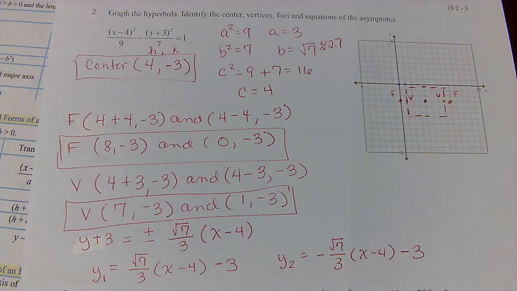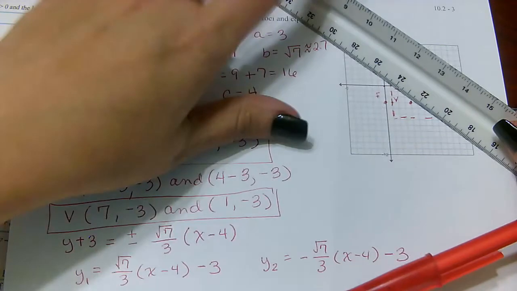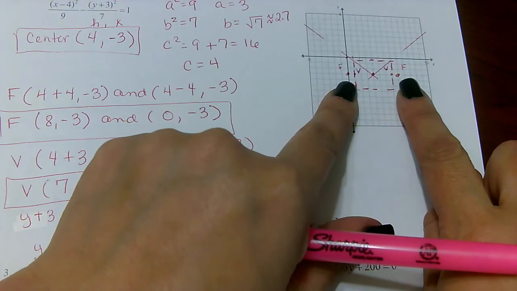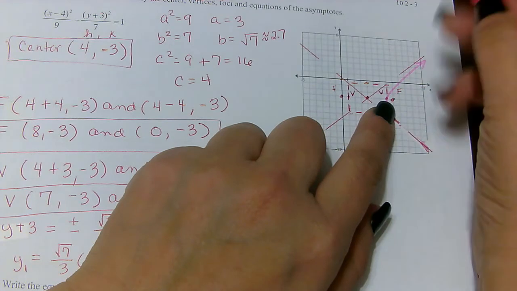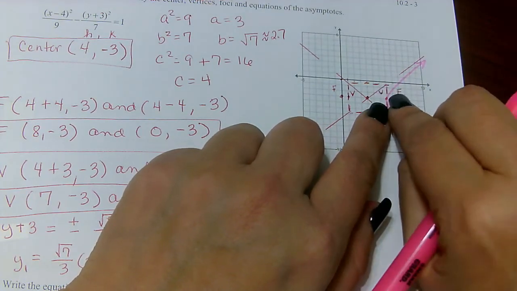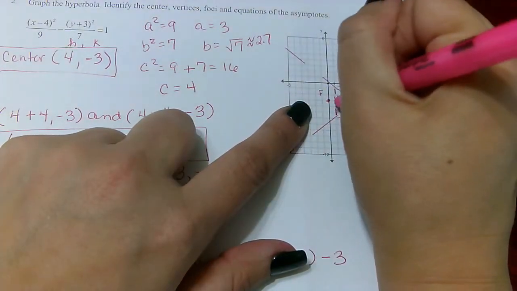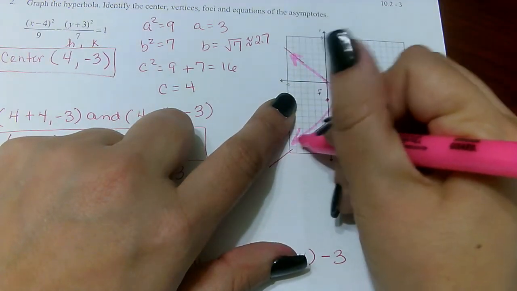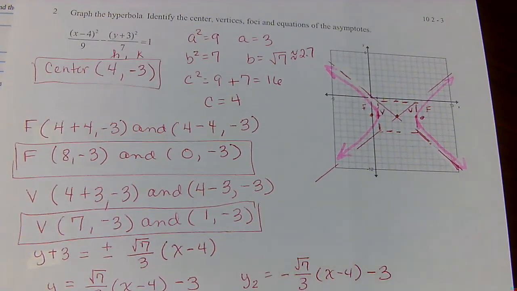Use your straight edge to go from the corners of your rectangle through the center. This will be our asymptotes. Since we have our foci here, let's go ahead and draw our graph. Remember, when you're graphing, it's going to approach the asymptote but not touch it, but it will be touching that vertex. On the other side, the same thing. It will start at the vertex and then approach the asymptote but not touch it. And this is approximately what your graph will look like.